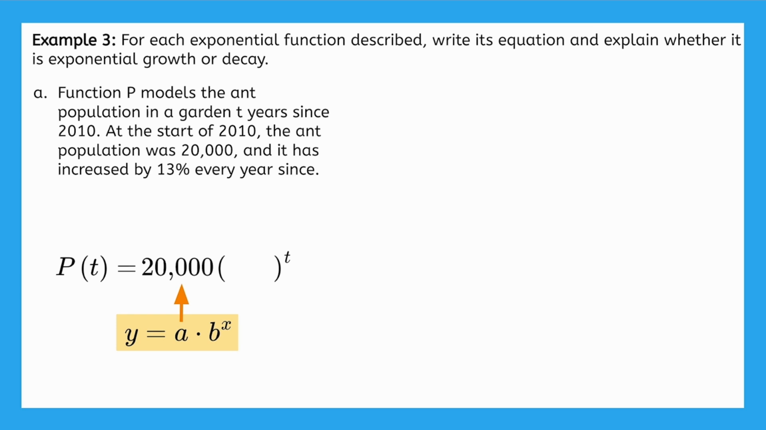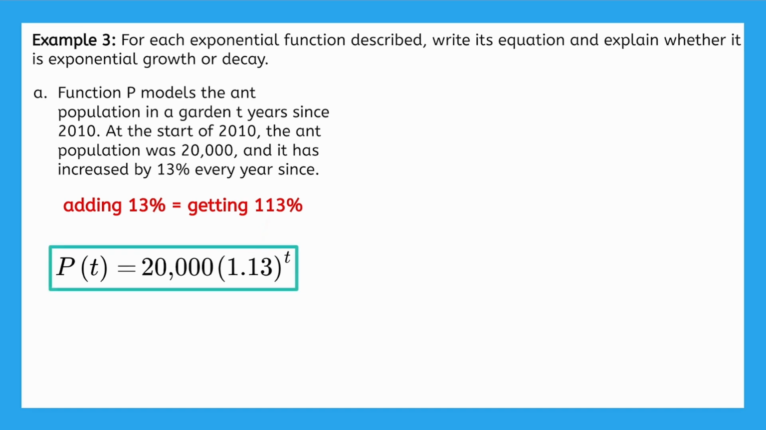We also know that adding 13% every year will be the same as getting 113% of the previous year, which means our growth factor needs to be 1.13. This 1.13 is simply 113% written as a decimal, which is found by dividing 113 by 100. Therefore, the equation is P of t equals 20,000 times 1.13 to the power of t. How does this equation tell us whether this function grows or decays? We know it's an exponential growth function because the value of b is greater than 1.